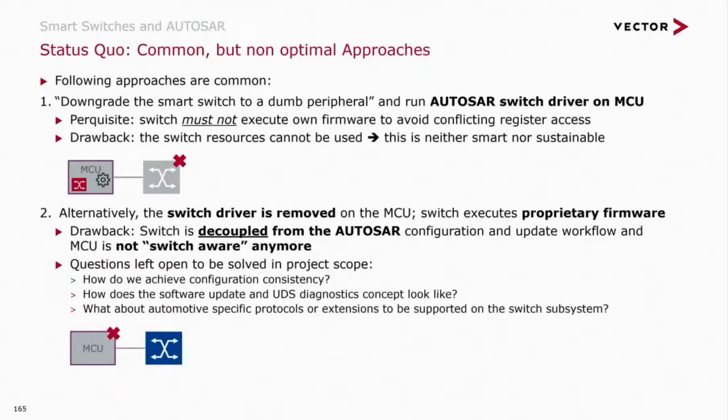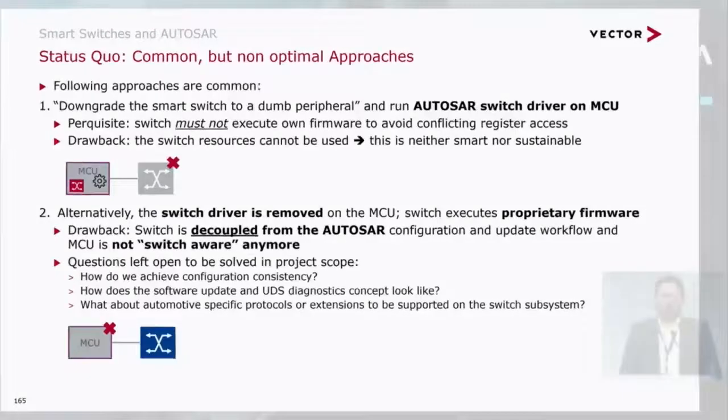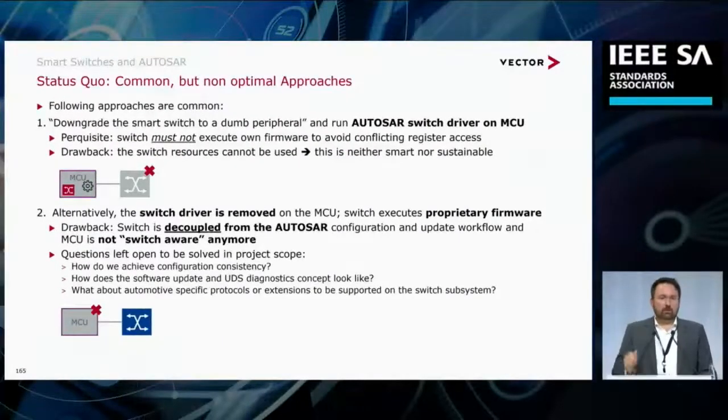How do we configure this subsystem of the MCU, which is the switch, consistently? Because the knowledge of the configuration exists only on the OEM side, on the vehicle scope. And today we are using AUTOSAR formats to provide the configuration. So how do we configure a switch in such a scenario? And then there are some other use cases like the UDS diagnostics or some further protocols that we may want to use on the switch already, but the existing firmwares do not provide this.